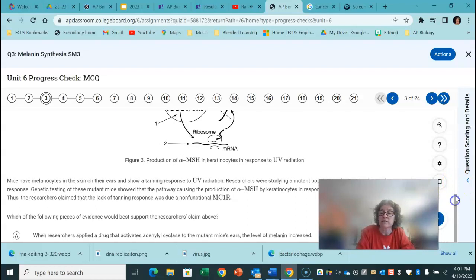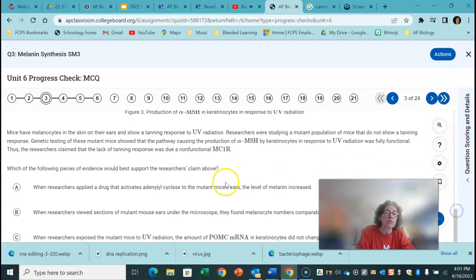Okay, so now they're asking, which of the following pieces of evidence would best support the researchers' claim? And their claim is that they're studying a mutant population of mice that don't show a tanning response. So they're not making melanin. Genetic testing showed that the pathway causing the production of it in response to UV radiation was fully functional. Thus, the researchers claimed that the lack of tanning response was due to an MC1R that wasn't working.